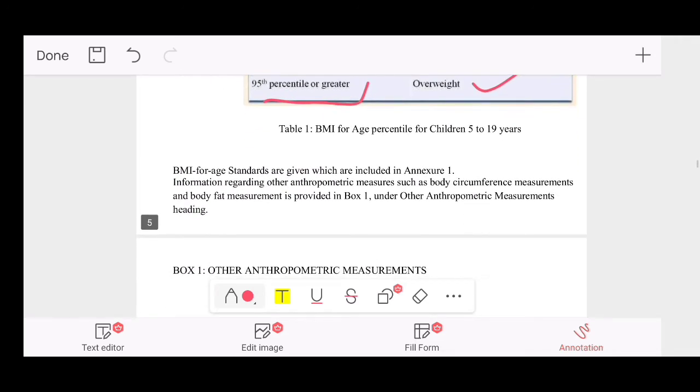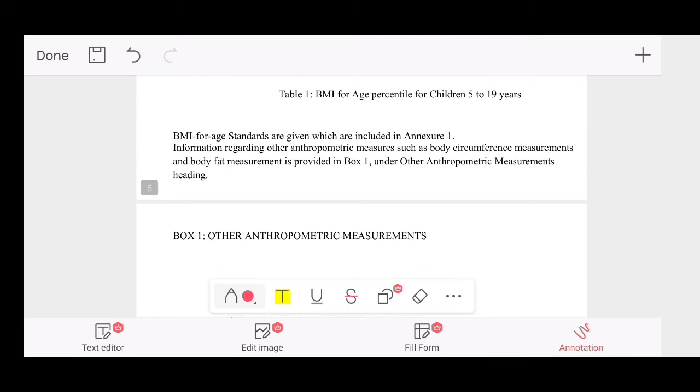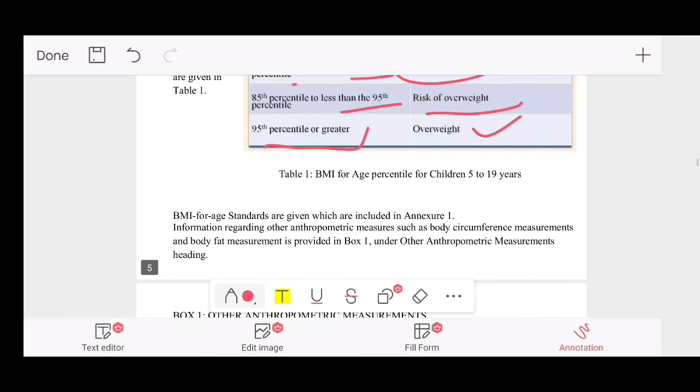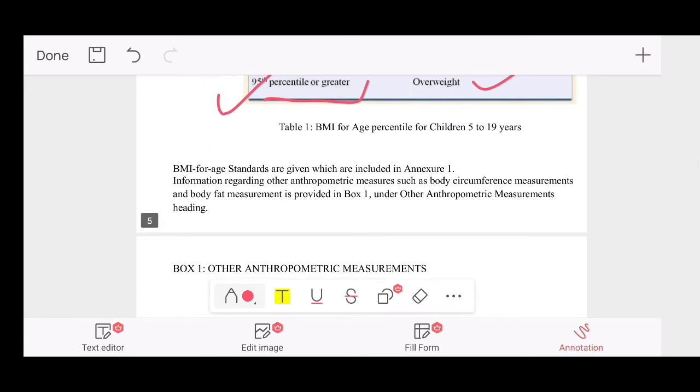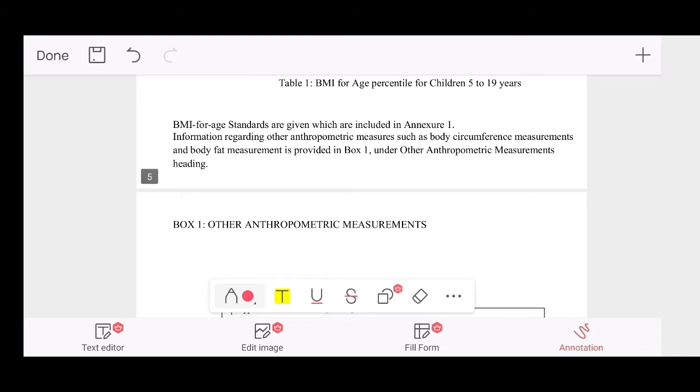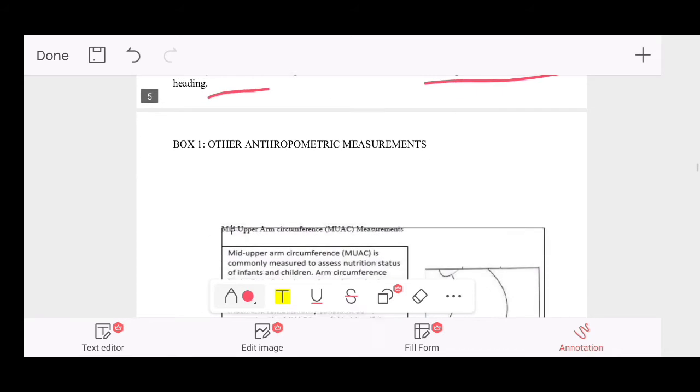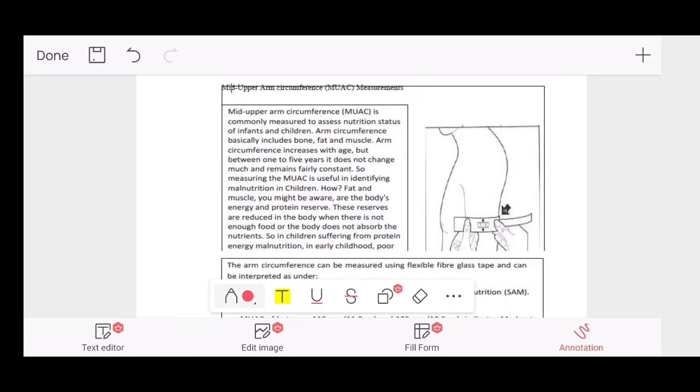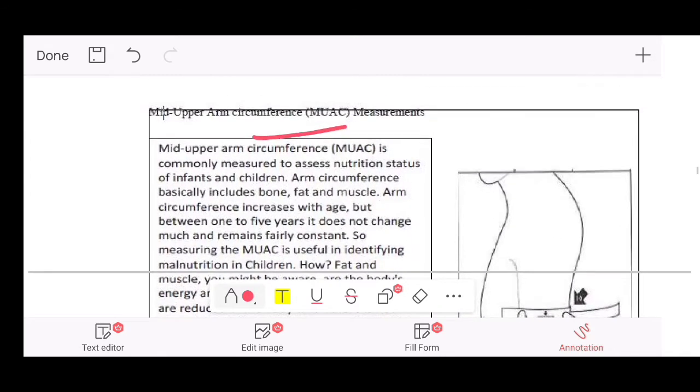Okay, so BMI for age standards are given, which are included in assessments. This table is given. Information regarding other anthropometric measures such as body circumference measurement and body fat measurement is provided in Box 1 under the other anthropometric measurement heading. See, here we will see one measurement type. The mid upper arm circumference, MUAC, measurement means not only the height and weight.